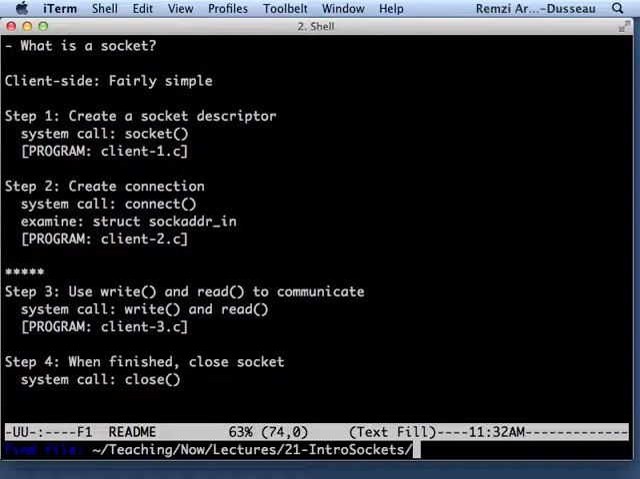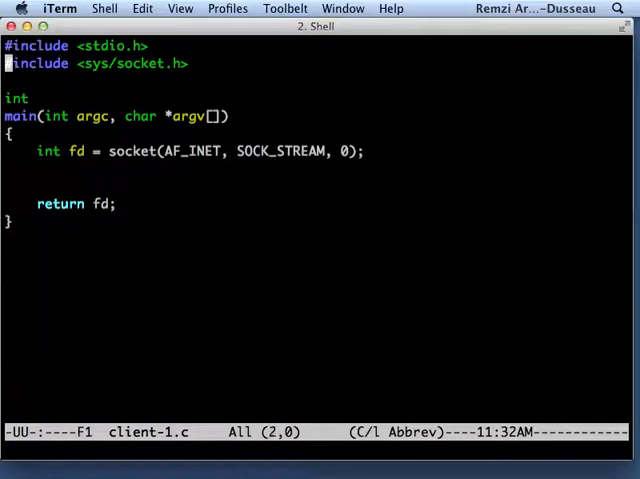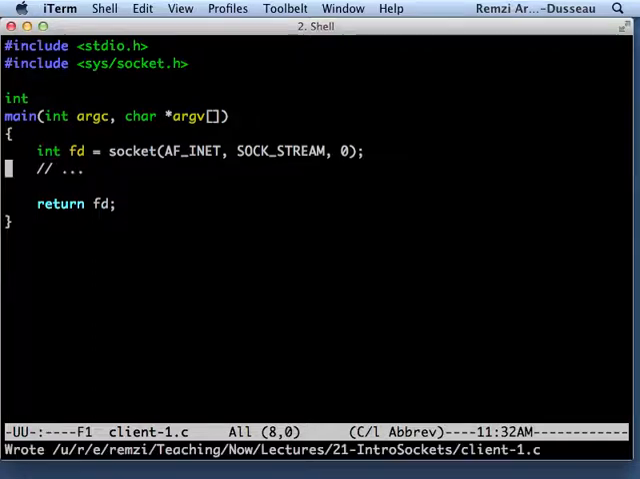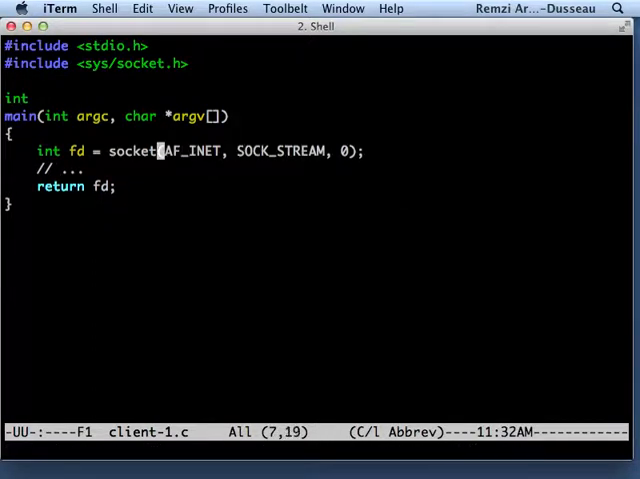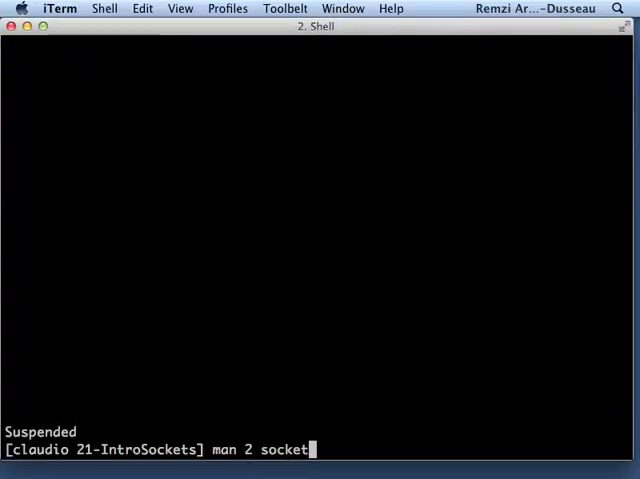So let's look at a little bit of code. Here's the call to socket. That's not that interesting. It takes a few different arguments. Let's look at them.